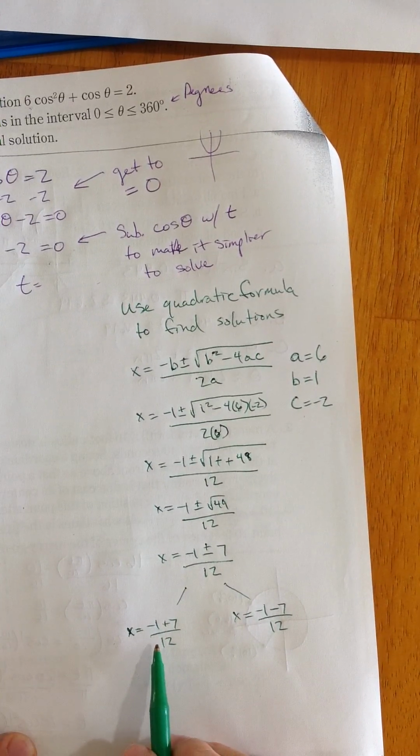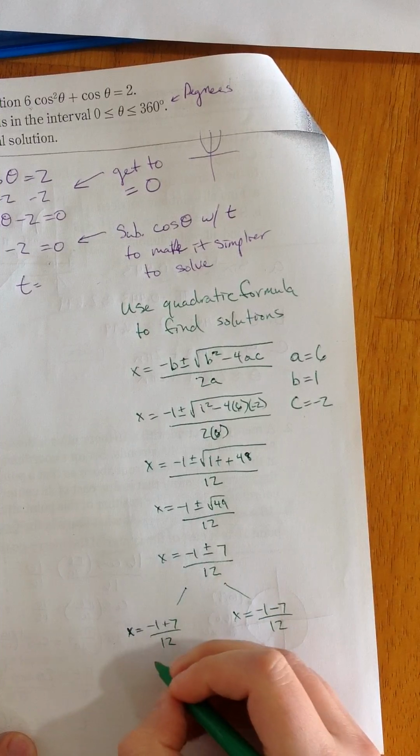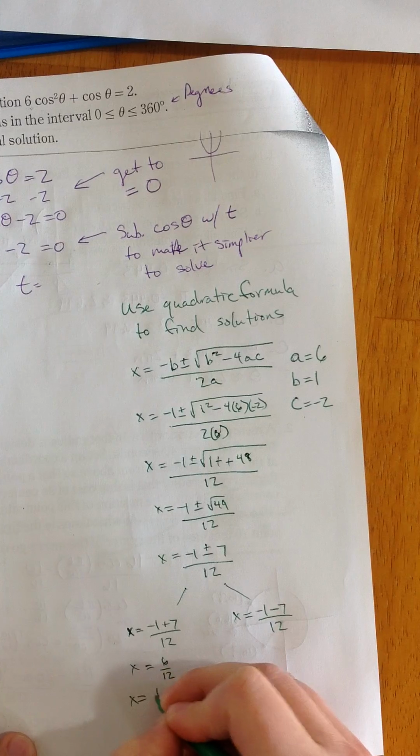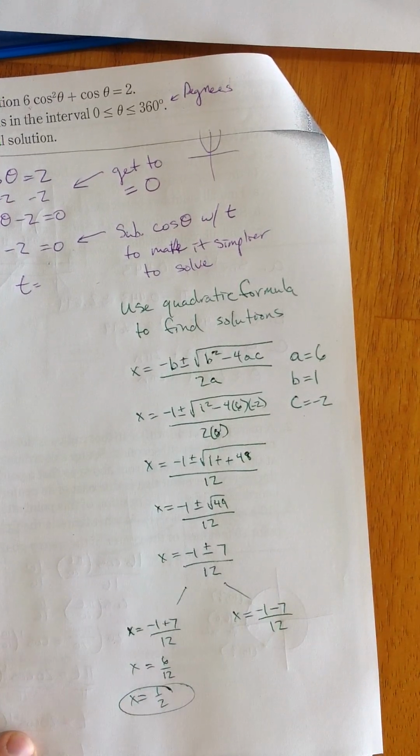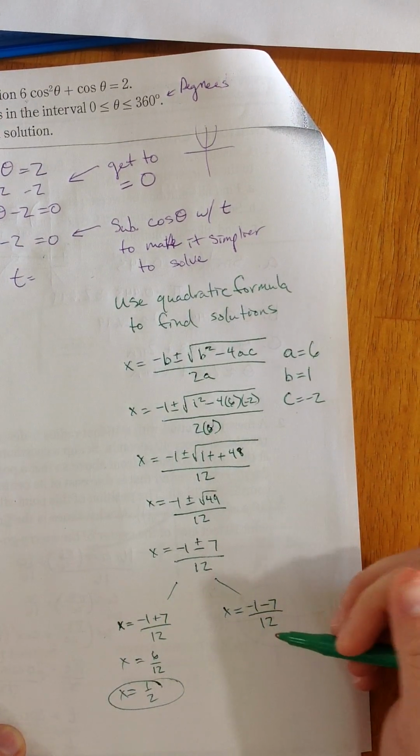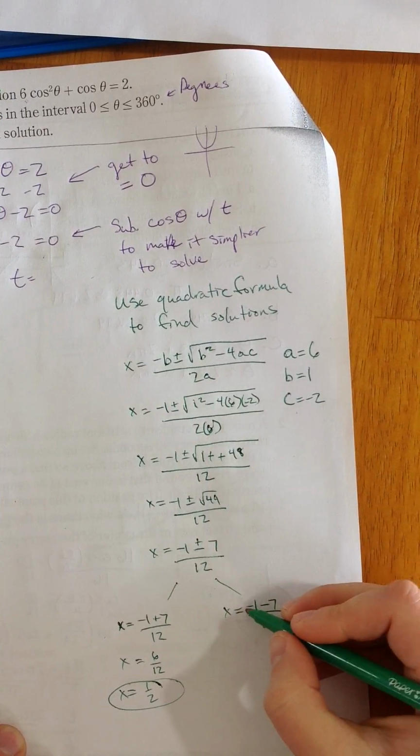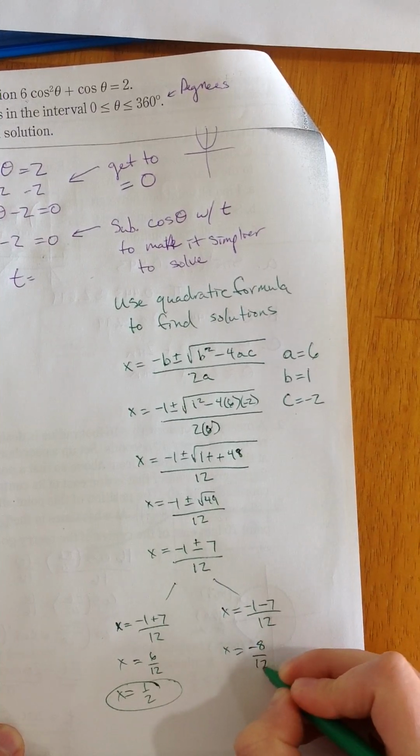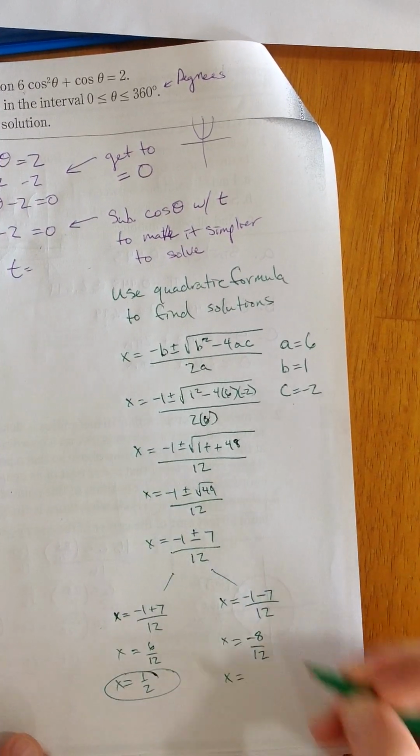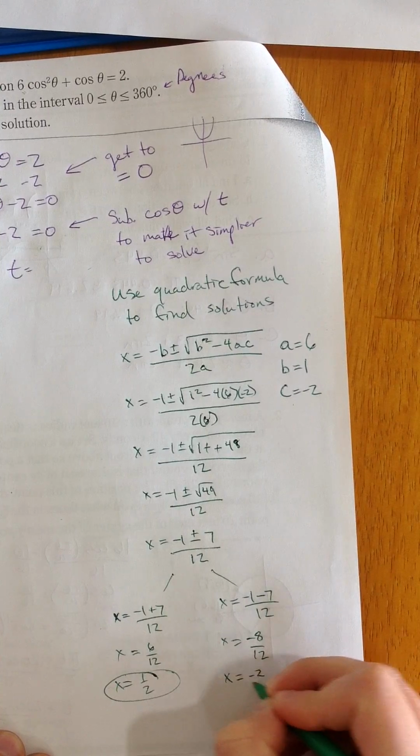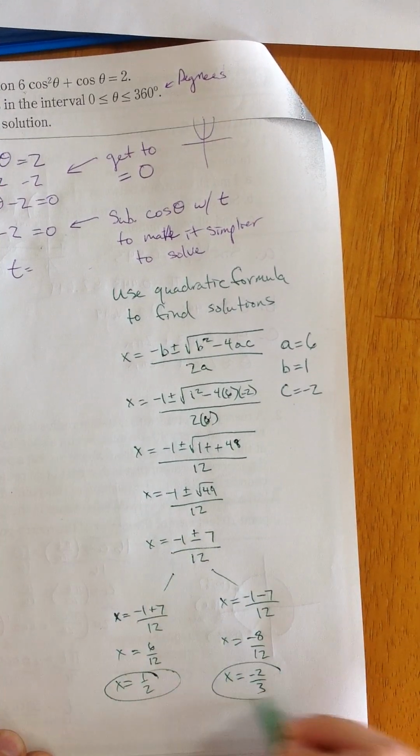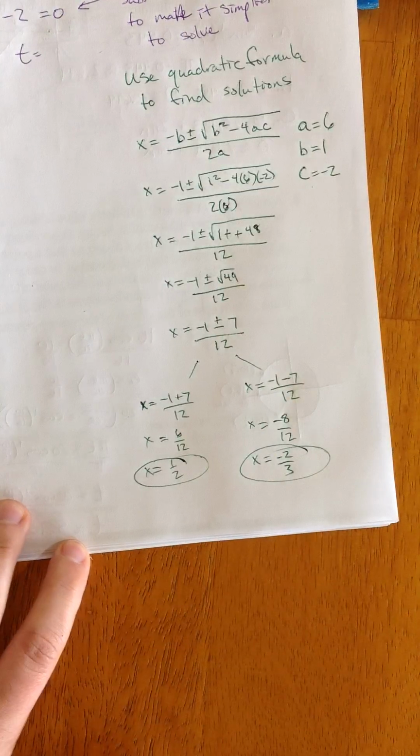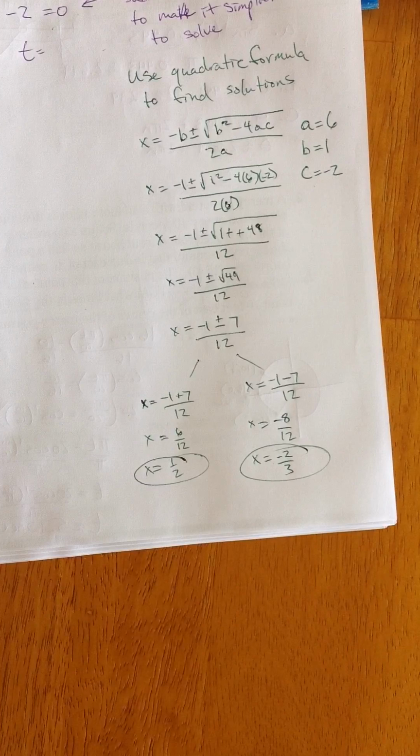So here, -1 plus 7 would be 6. So 6 over 12, which we know is the same as a half. So that's one of our solutions there, a half. And then the other one, same thing, so we'll go -1 minus 7, which is -8 over 12. And if we pull a 4 out of each of those, that would reduce that down to -2/3. So those would be our two solutions for our quadratic.